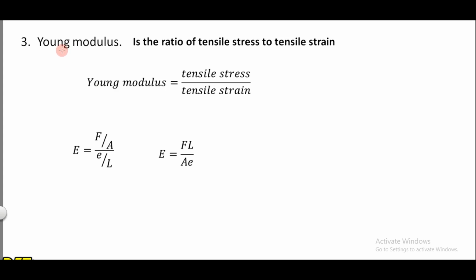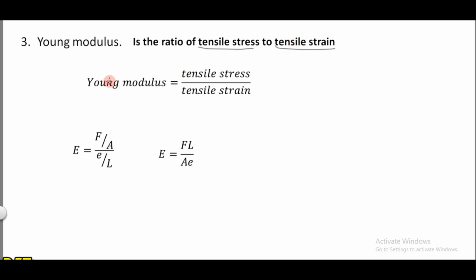All right, so here we're going to look at Young modulus. So what is Young modulus? Young modulus is the ratio of tensile stress to tensile strain. So mathematically, Young modulus is equal to tensile stress divided by what? The tensile strain. So it is the ratio of tensile stress to tensile strain.